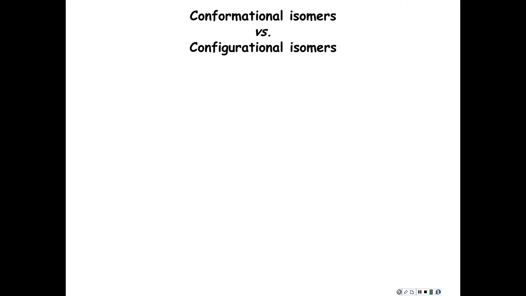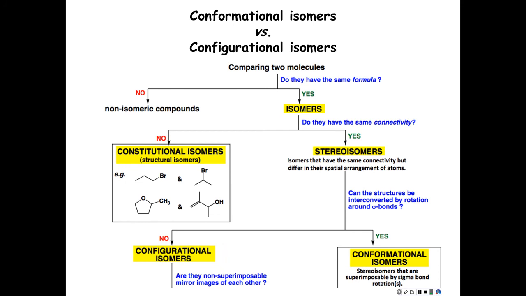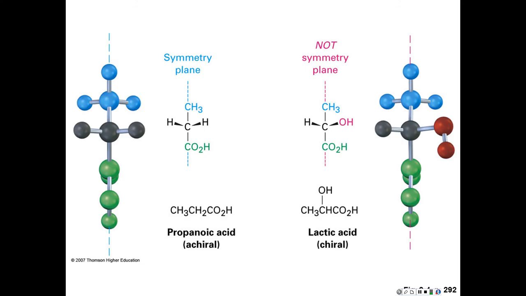So now we have to talk about conformational isomers and configurational isomers. I already went through this, so I'm not going to go over it again. But the whole idea is that a conformation involves rotation around sigma bonds. Configurational isomers are locked. They are fixed with respect to their orientation of groups in space. And that's what we're going to deal with here.